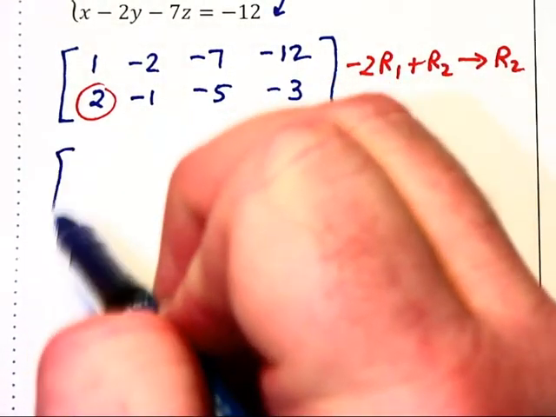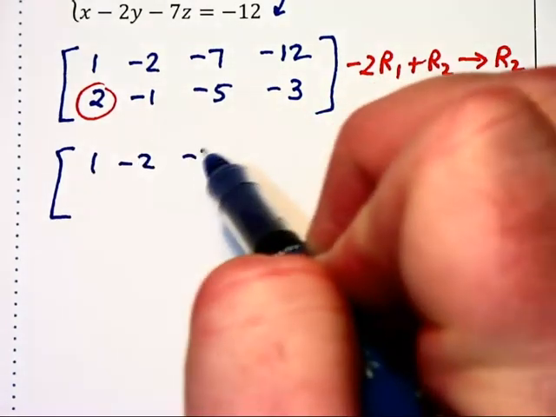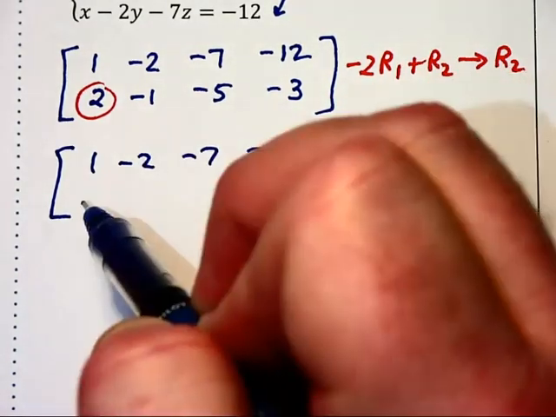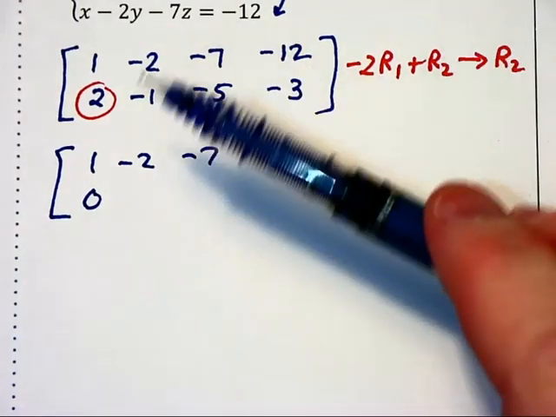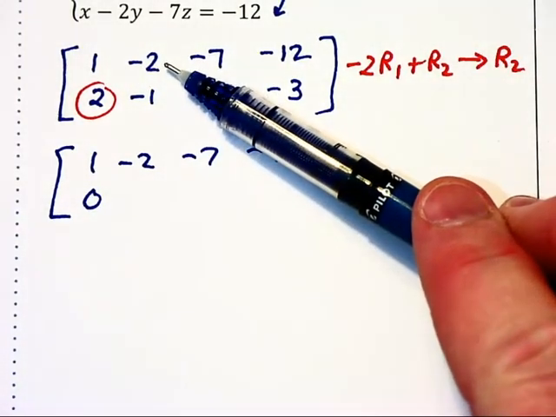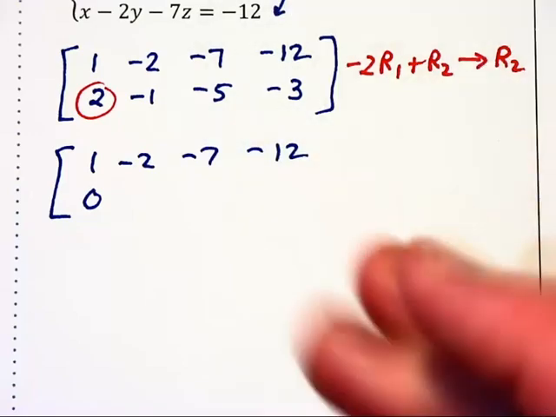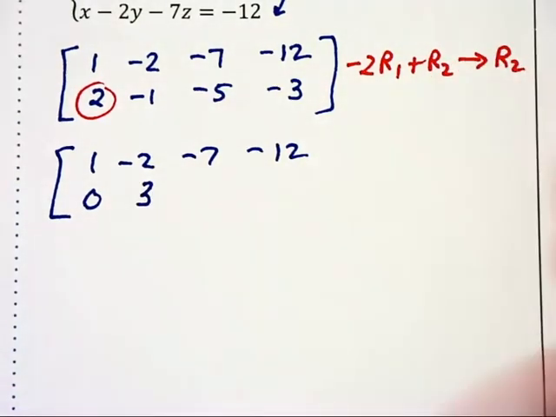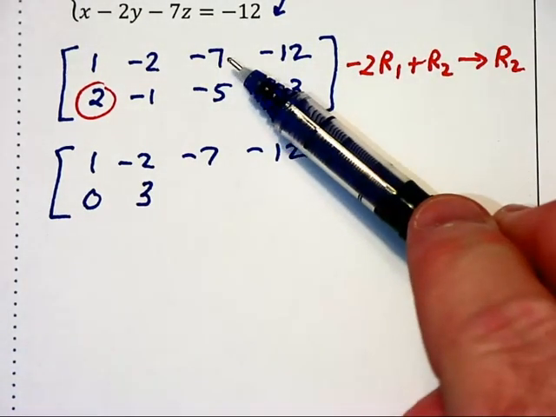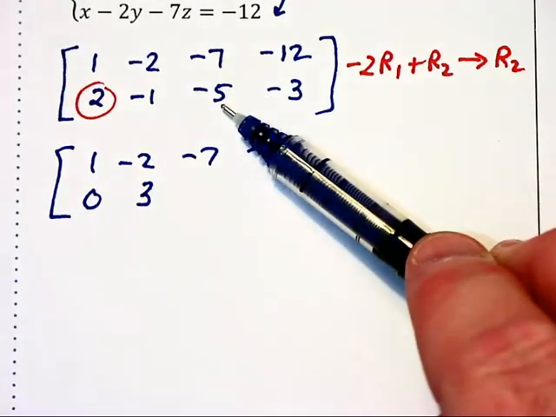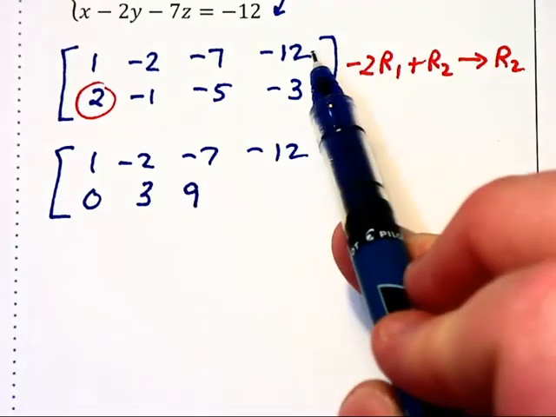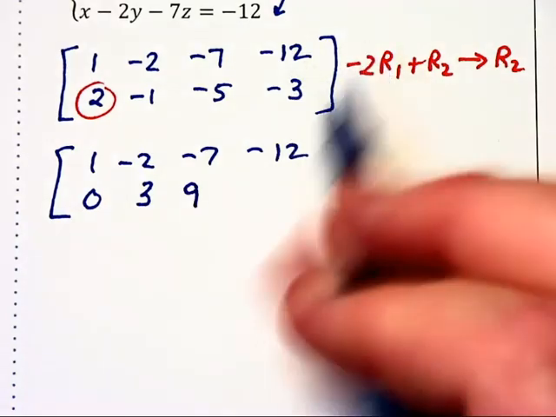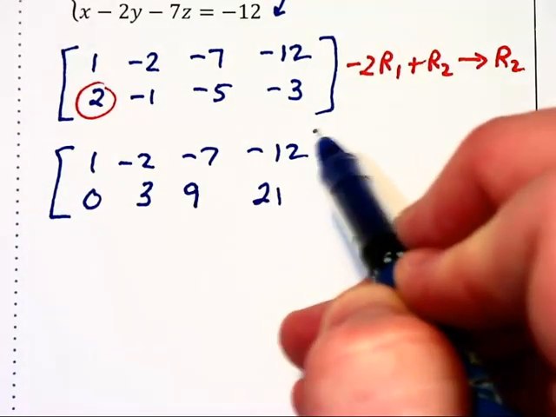The first row stays 1, -2, -7, -12. The bottom row now becomes 0 for starts. Here we go. -2 times -2 is 4, plus the -1 makes 3. -2 times the -7 makes 14, plus the -5 makes 9. -2 times -12, that's 24, minus 3 makes 21.